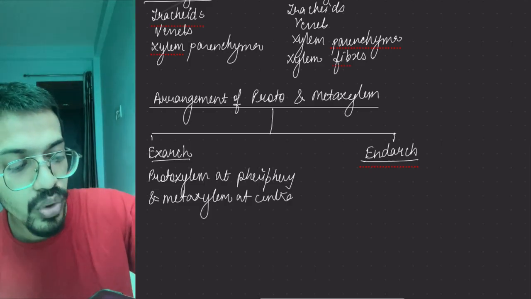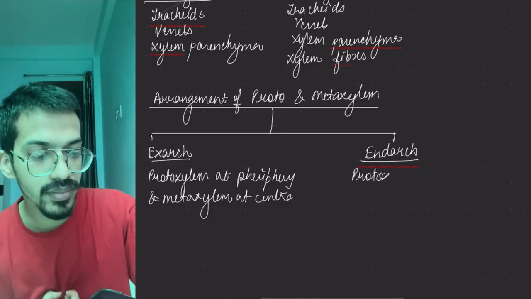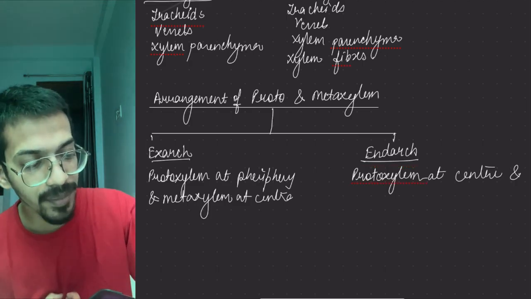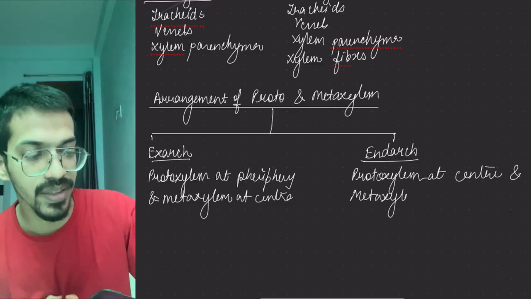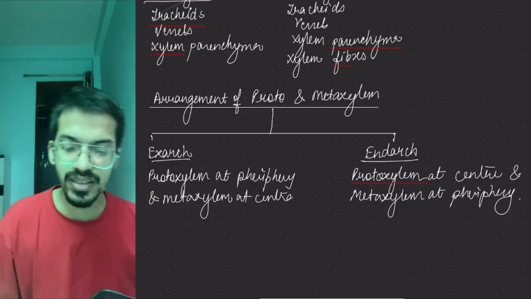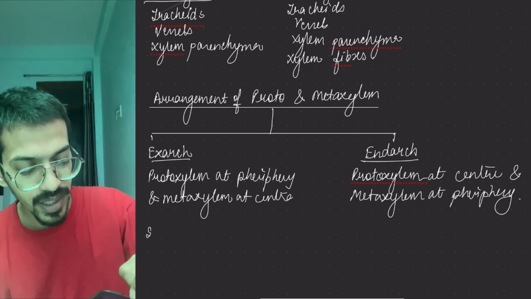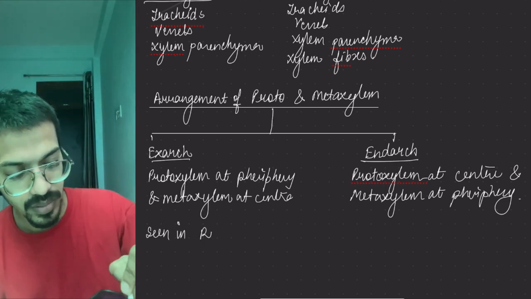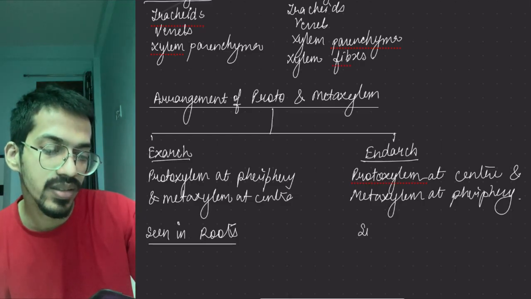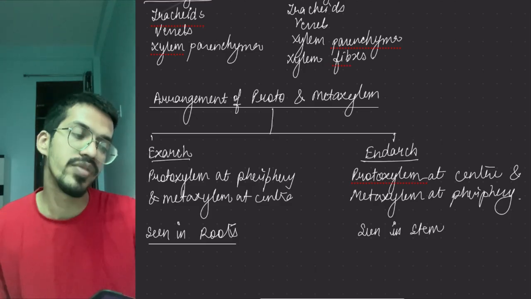Endarch means here the protoxylem is inside, or in the center. So here the protoxylem is at the center and metaxylem at the periphery. Now, where do we see exarch? It is seen in roots of the plants, whereas endarch is seen in the stem of the plants. How will we remember it?